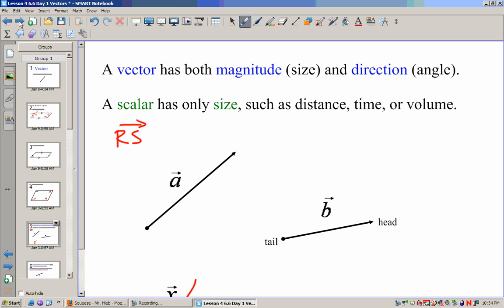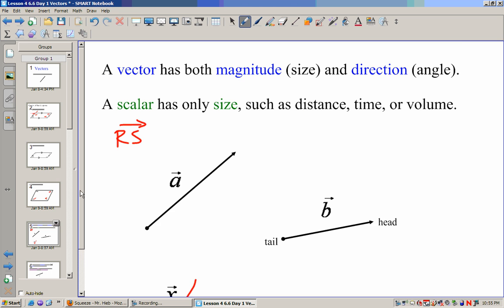All right, now a vector has both magnitude and direction. We call something scalar if it only has size. So if we say there's a house 3 miles from me, that is a scalar quantity. A vector quantity would say there's a house 3 miles directly north of my house. That is a vector because it gives you both a magnitude and a direction.